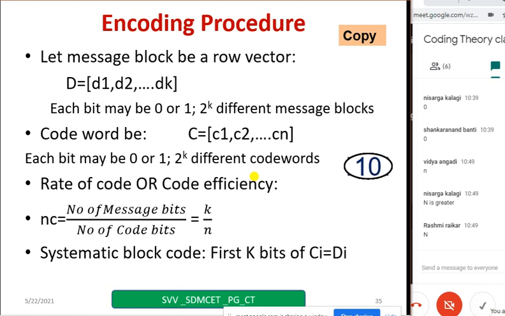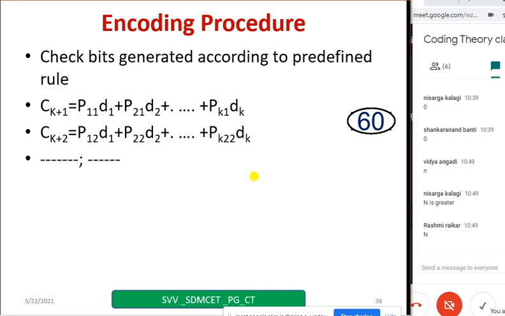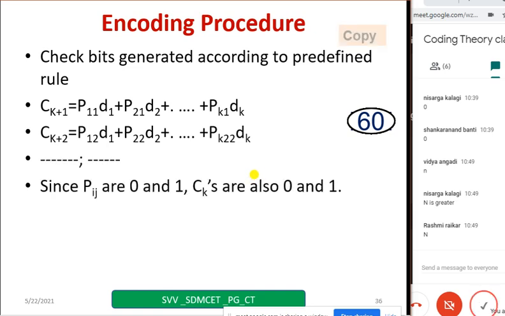D equal to D1, D2 up to Dk is already there, C equal to C1, C2 you have copied. Let us go to the next. Systematic also you have copied. Now the check bits, how do we generate them? C k plus 1, this also I think you have already copied just now. Glance once. Take another 10 seconds. It is the same equations that you copied in the encoding procedure.